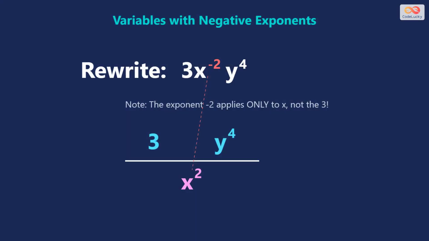Here is an example with variables, 3 times x to the negative 2 times y to the fourth. It is crucial to notice that the negative exponent only applies to the x, not the 3. The 3 and the y to the fourth have positive exponents, so they stay in the numerator. Only the x term moves to the denominator to become x squared. This gives us our final fraction.